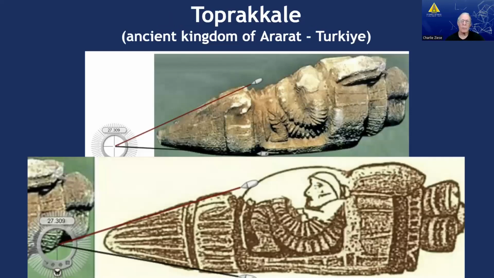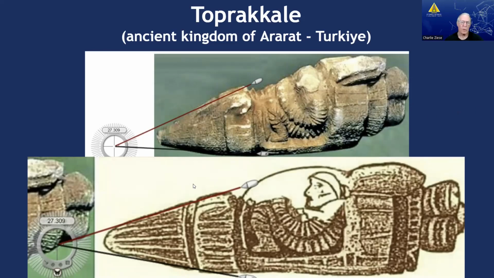Now here's an example of an artifact from an area called Toprakale. I don't know if I'm pronouncing that right. This was part of the ancient kingdom. This is a town or an area which was part of the ancient kingdom of Ararat, which is in contemporary Turkey. Now, the artifact itself is in the top picture, and in the bottom is an artist's depiction. Parts of this have been broken off, and so they attempted to devise their own depiction of that.